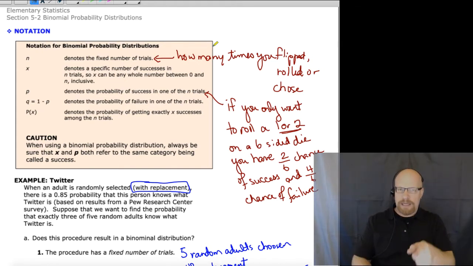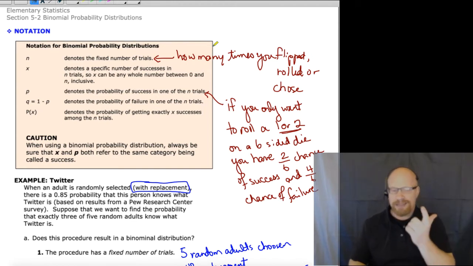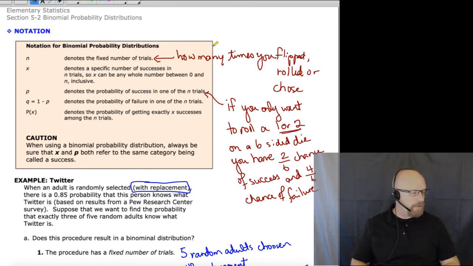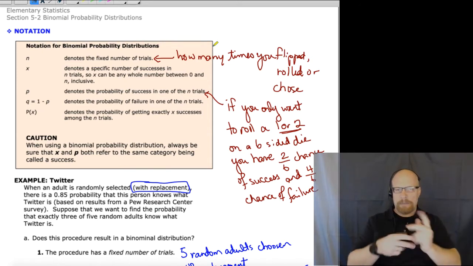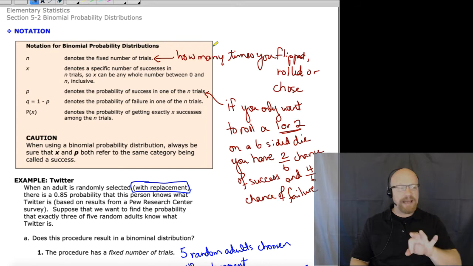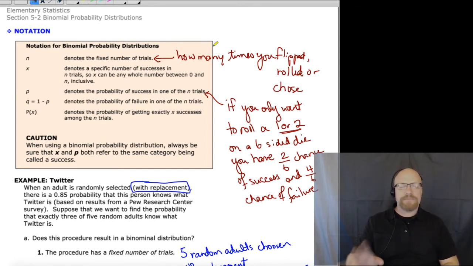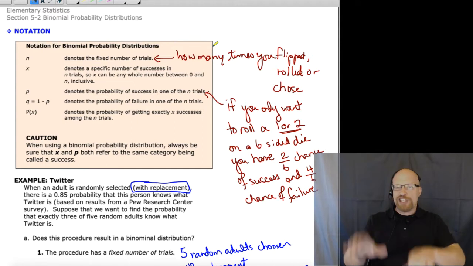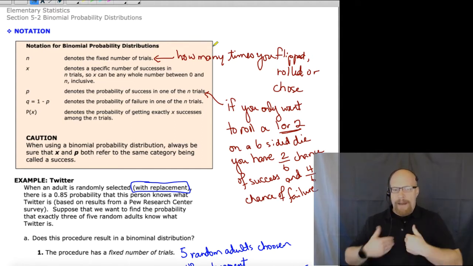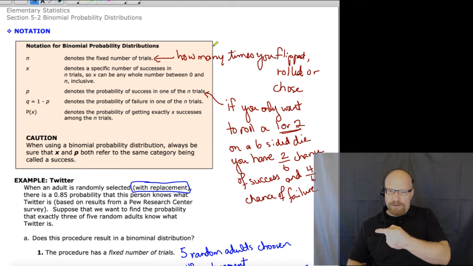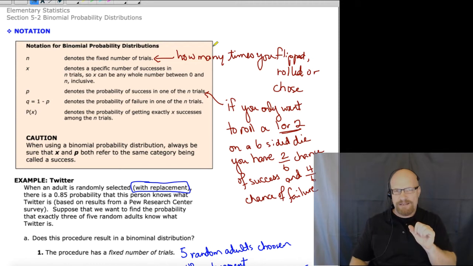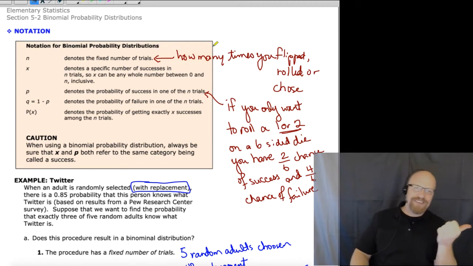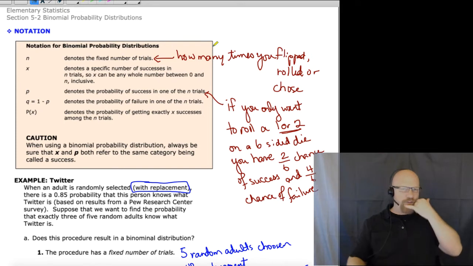P is the probability of the success. Like in the recent cell phone example, of all people, we know that 80% of people own a cell phone of some kind. And I'm going to pick 7 people. What are the chances only 2 of them own a cell phone? Well, the success probability for each selection is 0.8, and 0.2 would be the failure, to not have a cell phone.